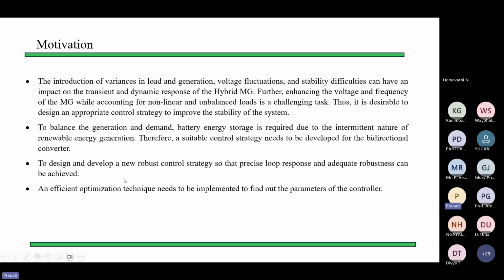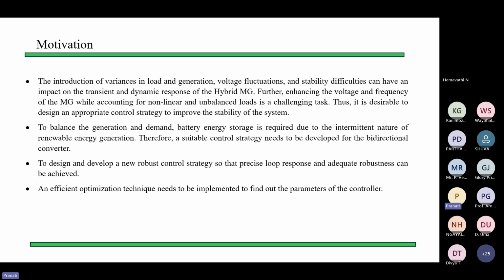Now, for this intermittent nature, the battery energy system is equipped with a bidirectional converter, and we need to have AC loads with the inverter. Therefore, a robust control strategy needs to be developed so as to achieve good performance parameters. Again, the control strategy needs optimization techniques to find out the parameters of the controller.